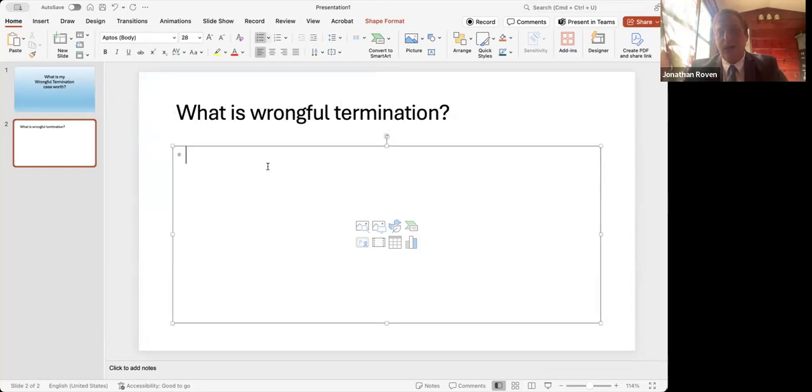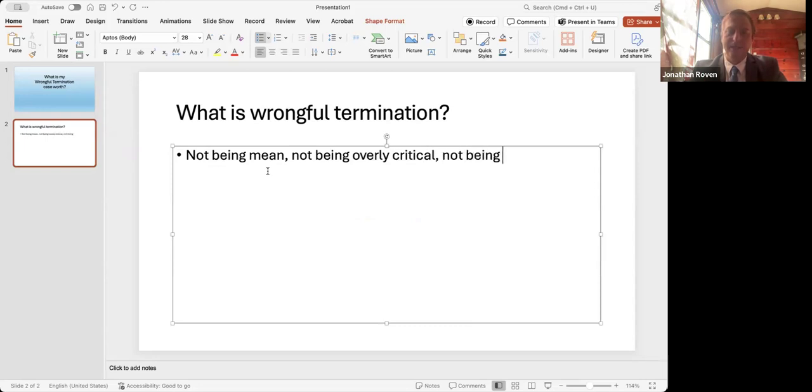question that I want to ask is, what is a wrongful termination? The simplest way to explain it is that it's a termination that's wrongful, meaning that a termination that's for an improper purpose. But when we get into it, I want to start by saying, what is wrongful termination not? It's not being mean, not being overly critical, not being high stress. Nothing of that nature. What it is, it's a termination that's against the law.